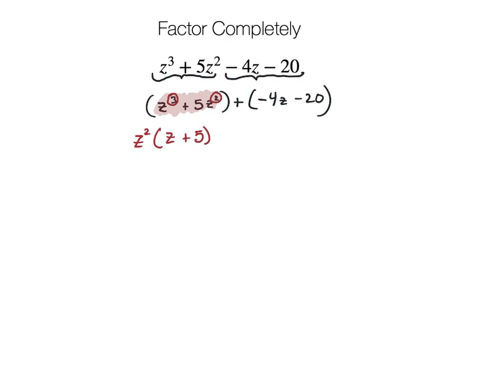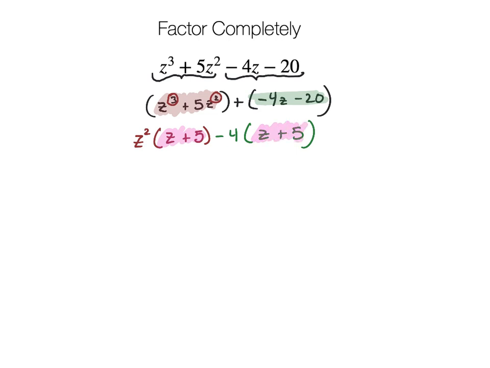Then we do the exact same thing. We look for a GCF in the second grouping. In this case, everybody's divisible by -4. So we're going to pull that -4 out, and we'll be left with z plus 5. Notice what we're left with in both of these. And this is what we want to happen, and we hope happens.